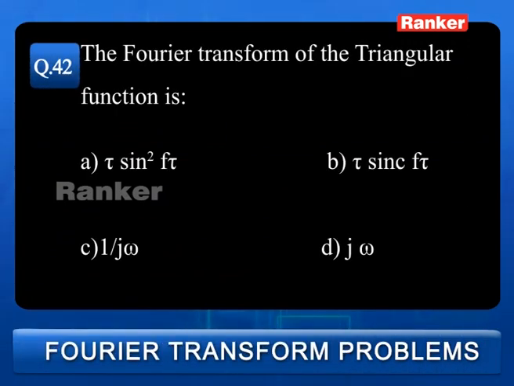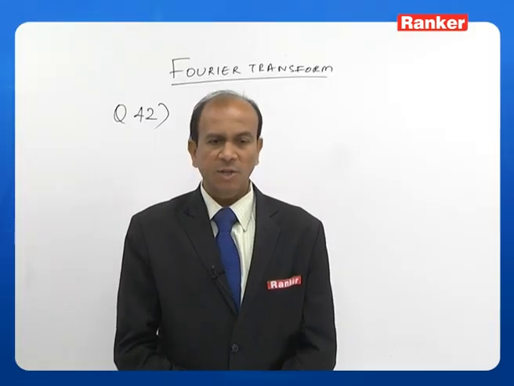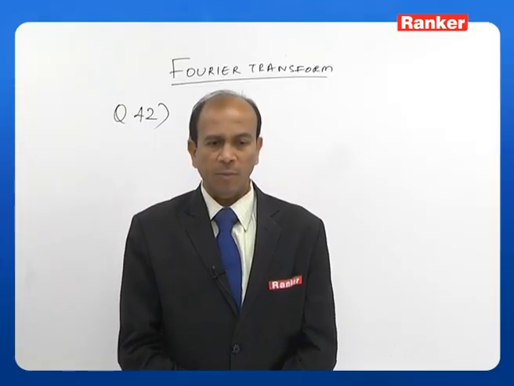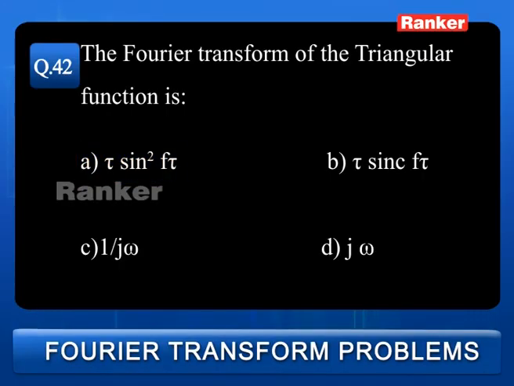The next question. The Fourier transform of a triangular function is: A, tau sinc square f tau; B, tau sinc f tau; C, 1 by j omega; D, j omega. The answer is tau sinc square f tau.